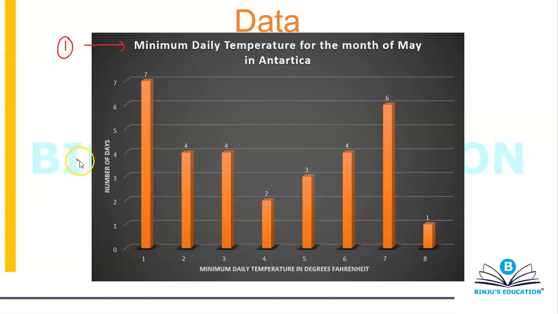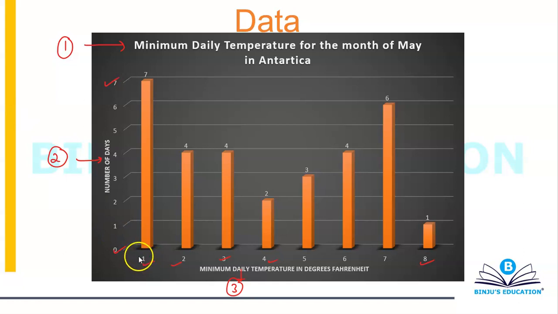The second thing that I'll be going through is the heading of the vertical axis, that represents the number of days. So I have 0 number of days, 1, 2, up to 7 number of days. Third thing is the heading of the horizontal axis, that's the minimum daily temperature in degrees Fahrenheit. So I have 1 degree Fahrenheit, 2, 3, 4, and up to 8 degrees Fahrenheit. Alright. So I have a bar graph which represents minimum daily temperature for the month of May in Antarctica. I have the number of days, I have the minimum daily temperature in degrees Fahrenheit.